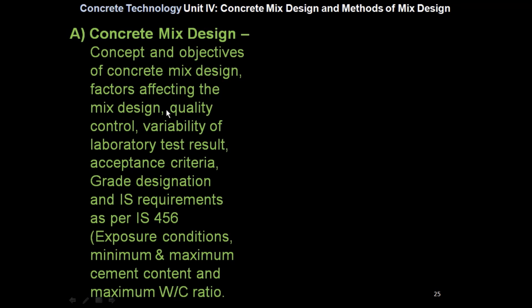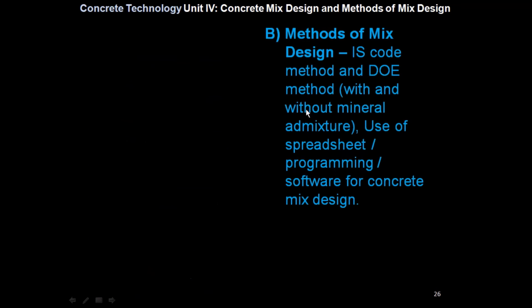So we have seen the part A, concrete mix design, which include concept and objectives of concrete mix design, factors affecting the mix design, quality control, variability of laboratory test results, acceptance criteria, grade designations, and IS requirements as per IS 456, exposure conditions, minimum and maximum cement content, and maximum water cement ratio. It also includes part B, methods of mix design, IS code method and DOE method, with and without mineral admixture, use of spreadsheet, programming software for concrete mix design. That we will see now, B part.